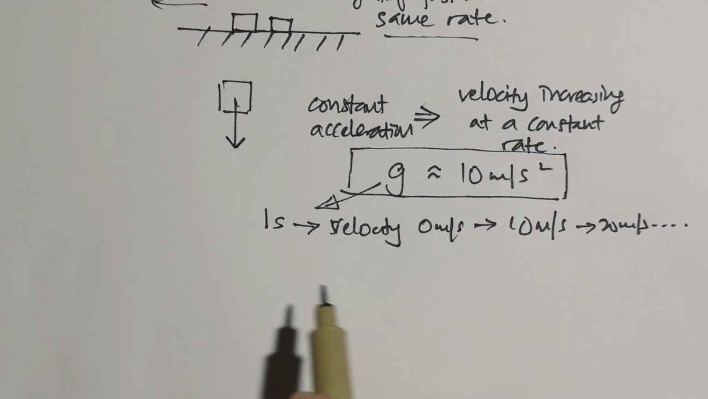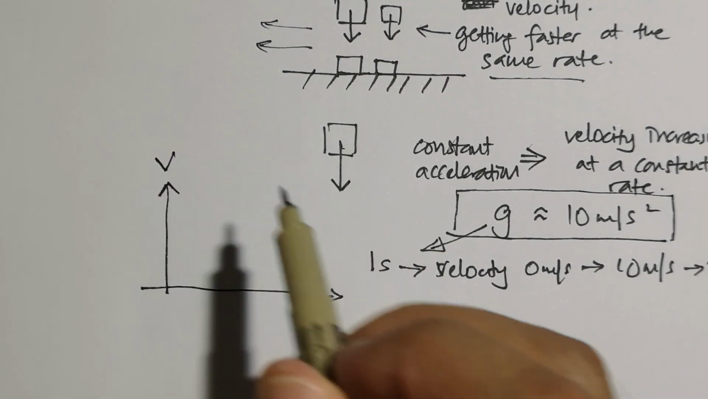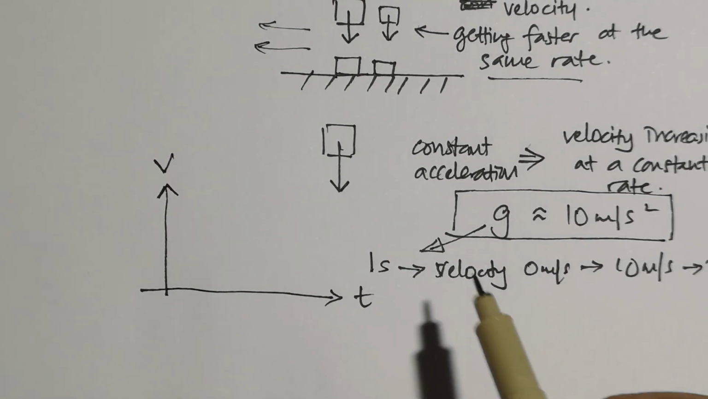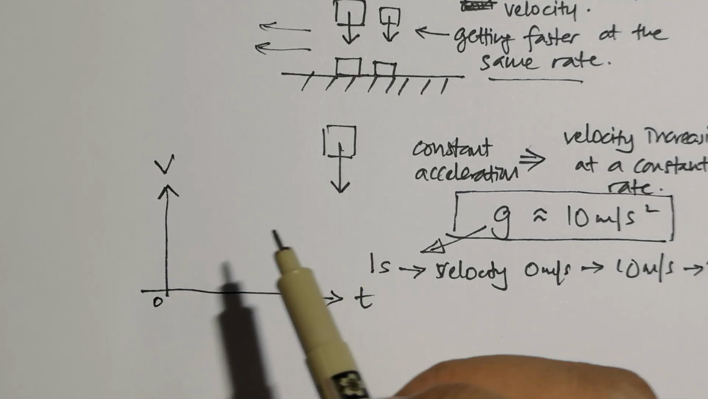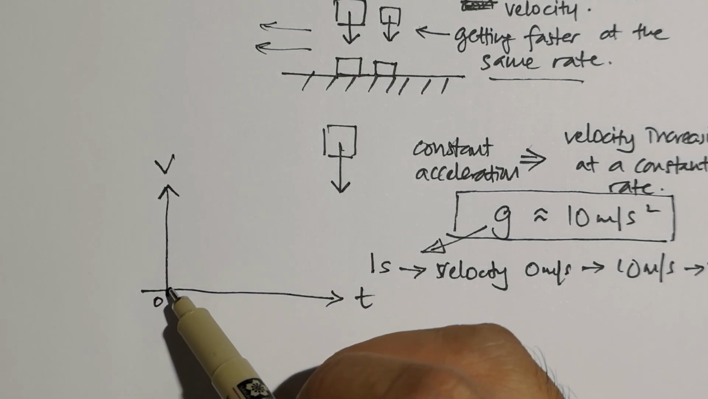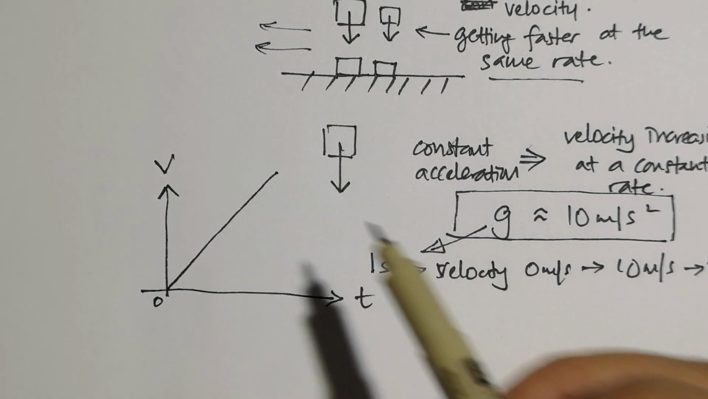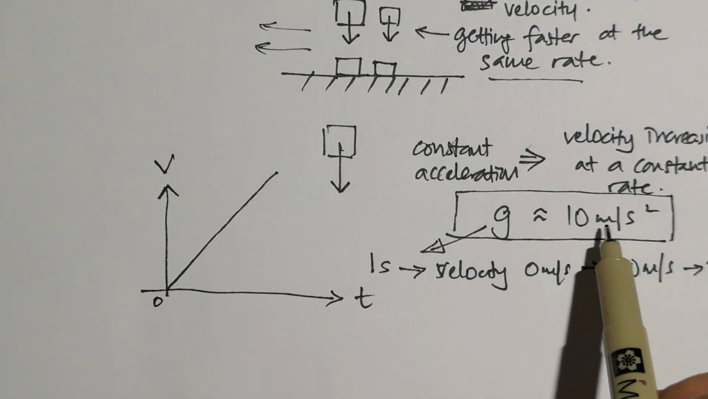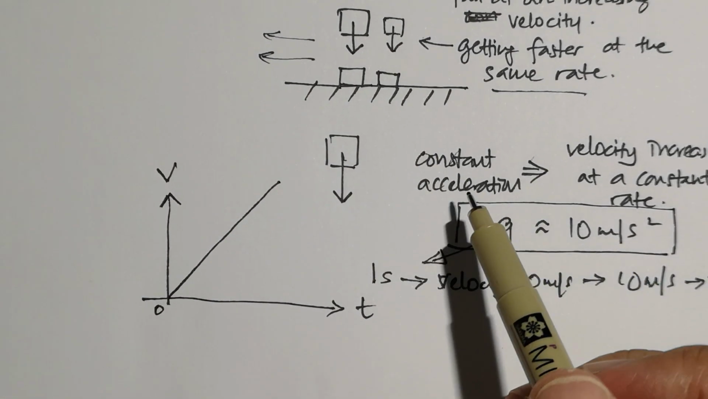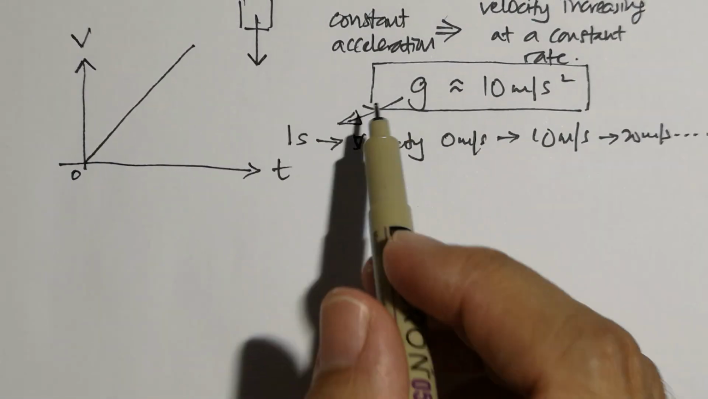Okay, so how does the graph look like? VT graph. It will start at 0 and the speed will increase at a constant rate. So this is going to be a straight line. Increase at a constant rate. Regardless of the mass, all objects will fall at this constant rate, as you have seen in the video. Okay, so this is actually gravitational acceleration.